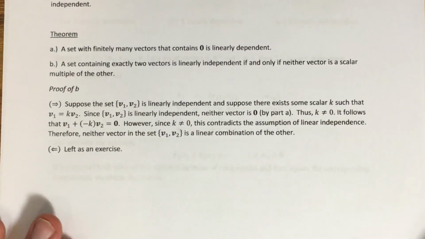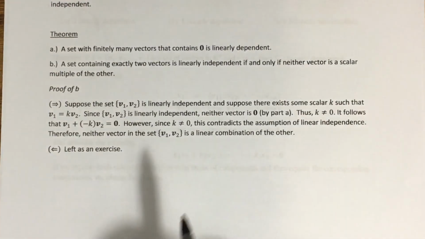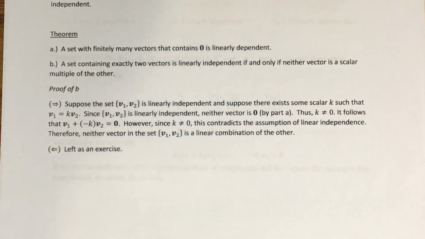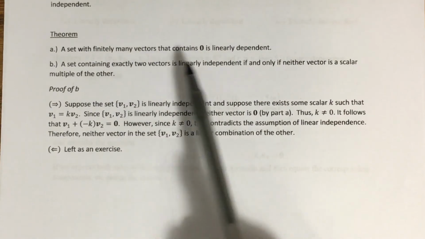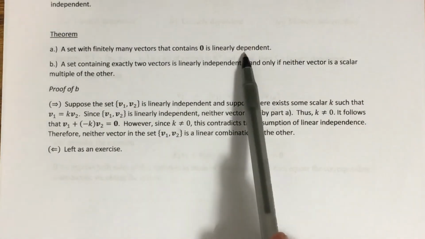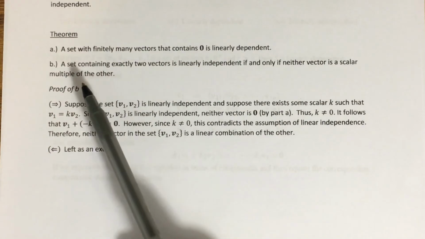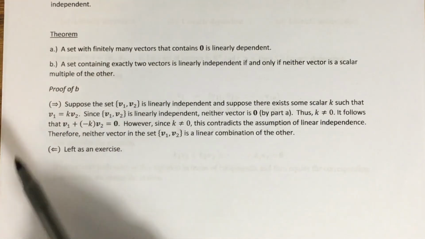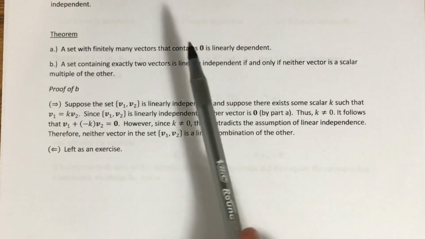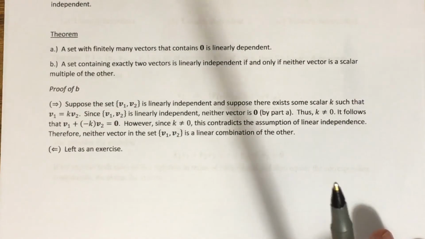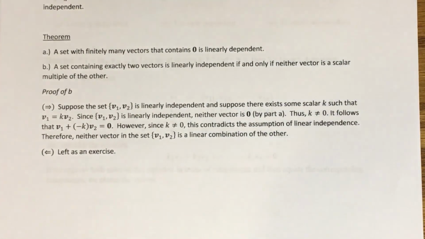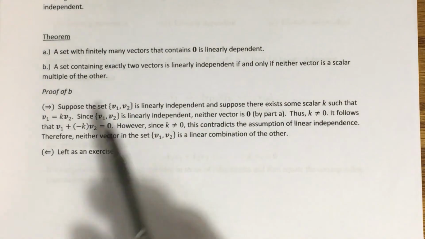This next theorem, we'll end this video with this one. This one will go pretty quick. A couple of useful properties of linear dependence or linear independence. So first of all, a set with finitely many vectors that contains the zero vector is linearly dependent. In other words, no linearly independent set can contain the zero vector. If you notice, none of the examples we looked at previously where we had a linearly independent set had the zero vector in it. That's because it would automatically make it linearly dependent.